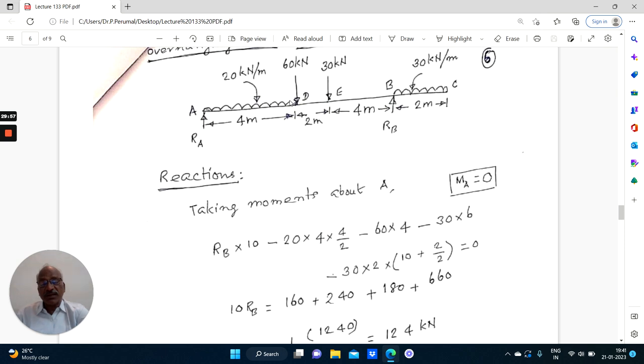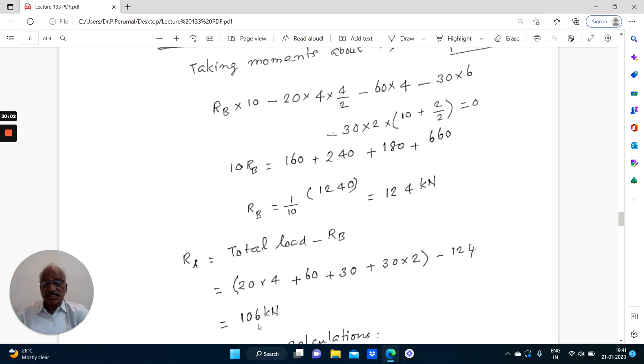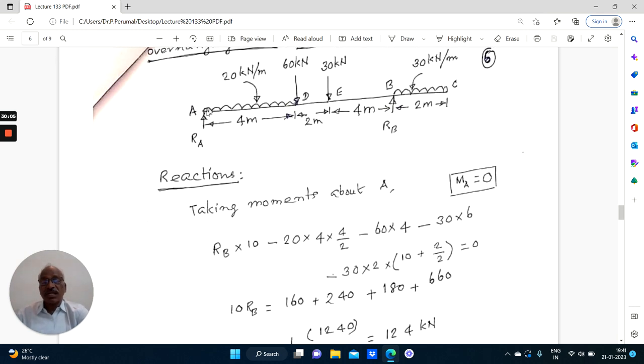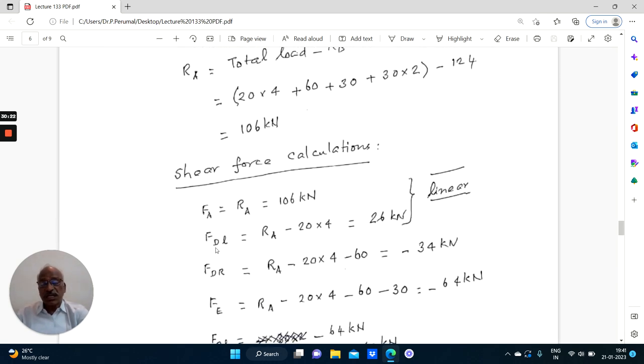So just to the left, we have RA and UDL. RA is 106 minus the UDL. Just up to the left of D, there is a UDL of 20 kilonewton per meter over a length of 4 meters. 20 into 4, 80. So the shear force at D, just to the left, equal to RA 106 minus 20 into 4, that is equal to 26 kilonewton. That is just to the left without considering the 60 kilonewton load.